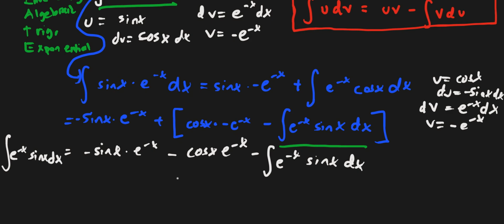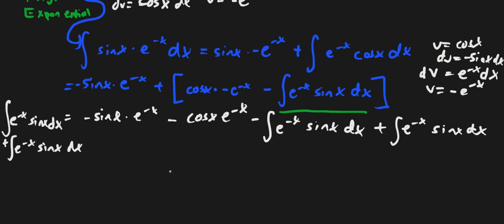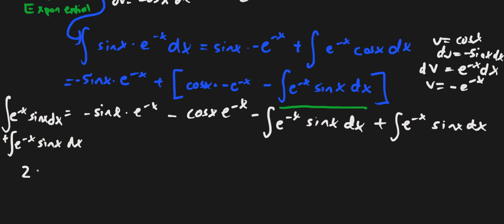Well, we can use just our algebra. We can add this to both sides. So this is just plus the antiderivative of e to the negative x sine x dx, and do the same here. I don't have space to write it, so I'm just going to write it here. Sine x dx. What does this become? This becomes 2 times what we want to find is equal to just this stuff.